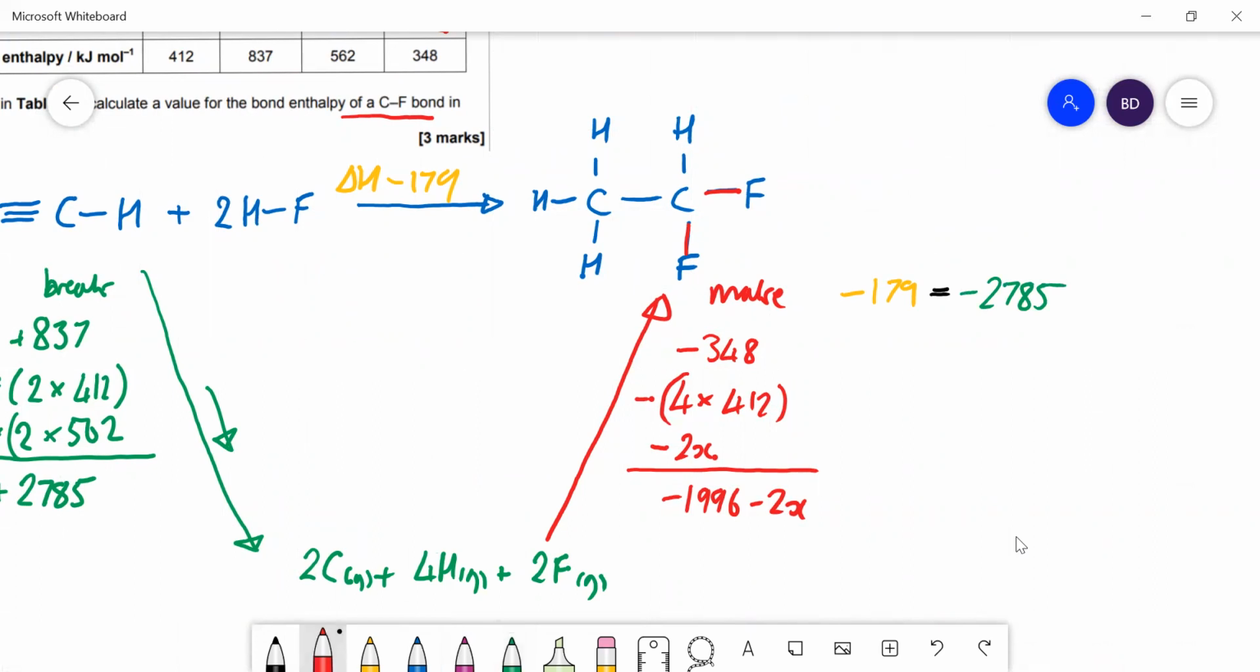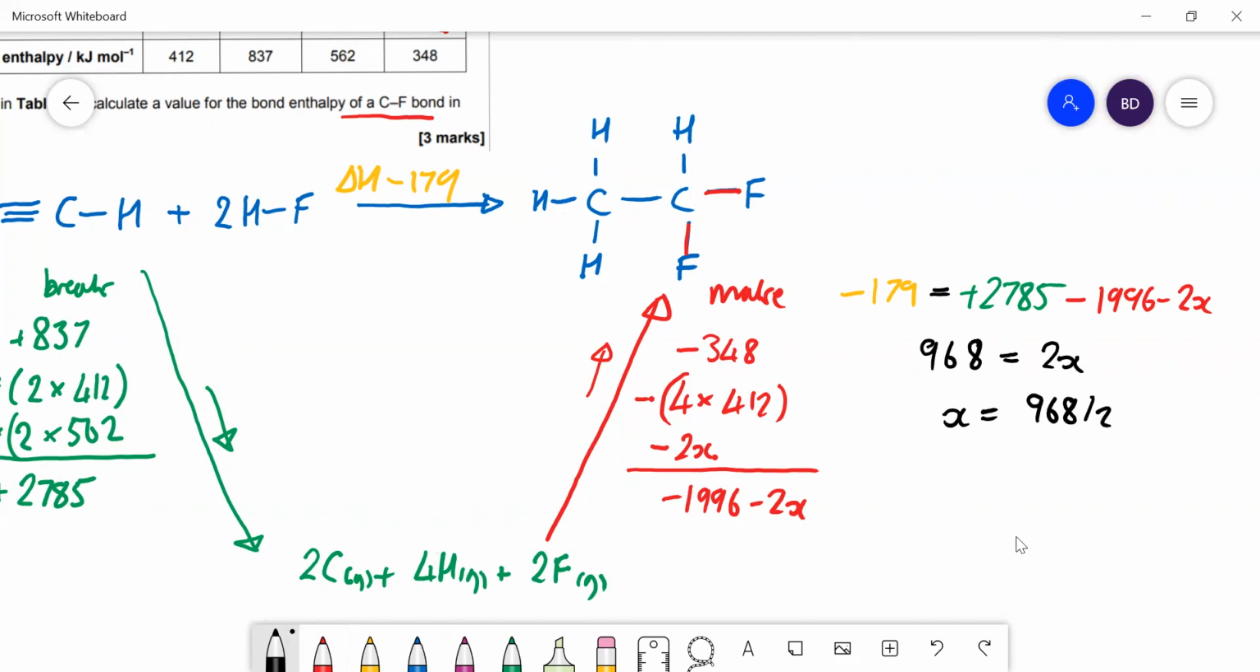And we are making bonds here. Sorry, that's going to be plus, sorry, minus 1,996 minus 2X. Okay, so let's just group all those terms together, and we get 968 is equal to 2X. So that means X is equal to 968 over 2, which is equal to 484. So the bond energy of the C-F bond is 484 kilojoules per mole.